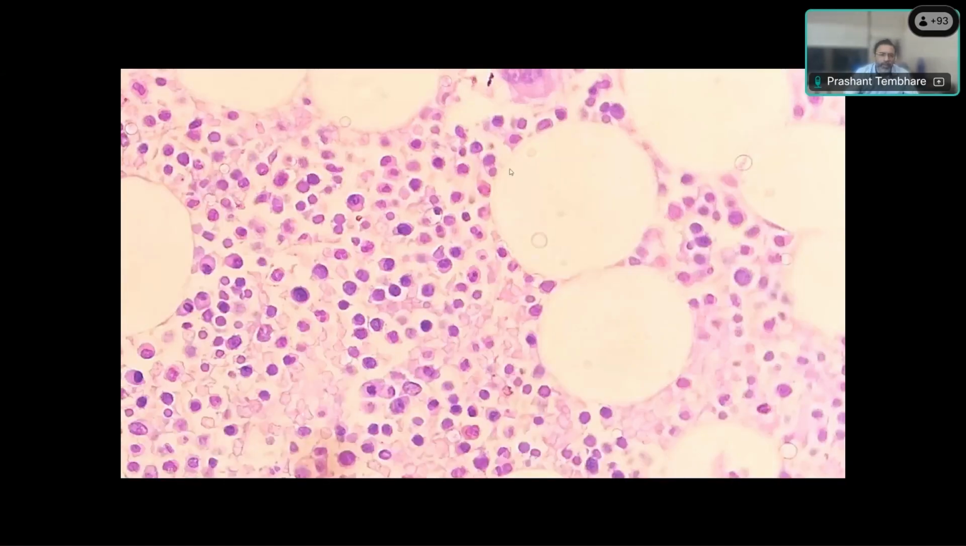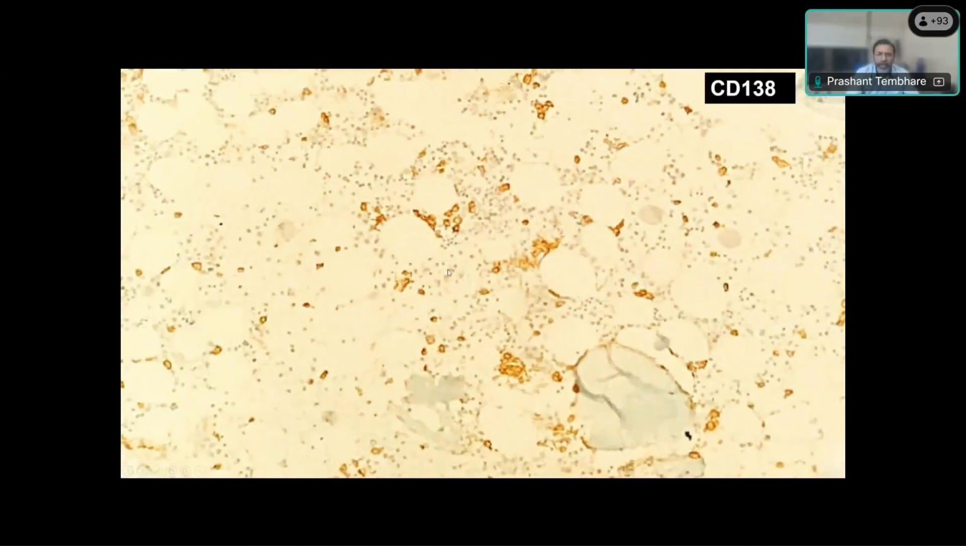Let's say the closer view: you can see there are occasional scattered plasma cells. Here, you can see one here. You can see one here. So IHC was done. IHC shows scattered few small clusters. I think on biopsy you can consider plasma cells are there, but it looks like less than 10%.